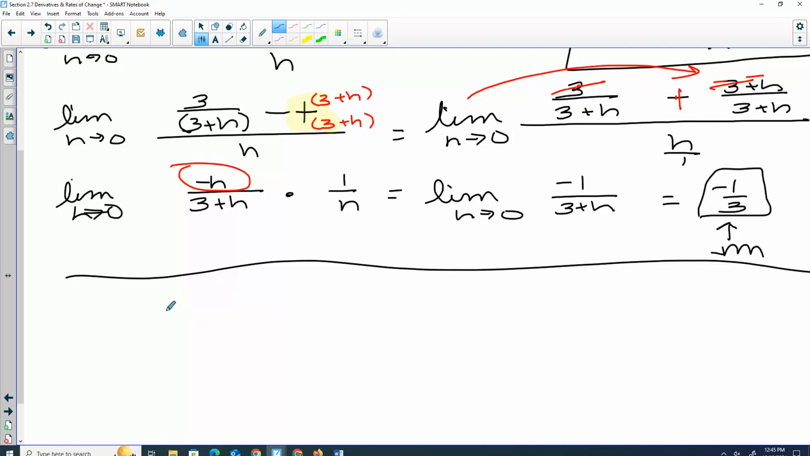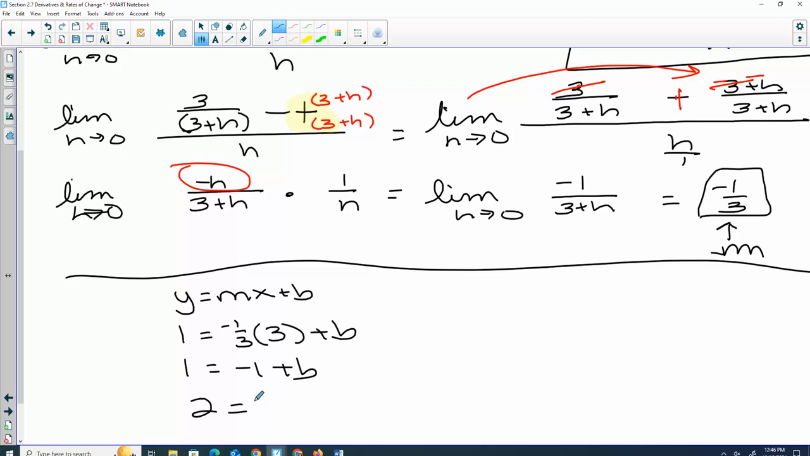So now if I am doing the equation y equals mx plus b, the original equation point, the y was 1, we got m to be negative 1/3, x was 3, plus b, so the y-intercept is 2. So the equation of the tangent line is negative 1/3 x plus 2.